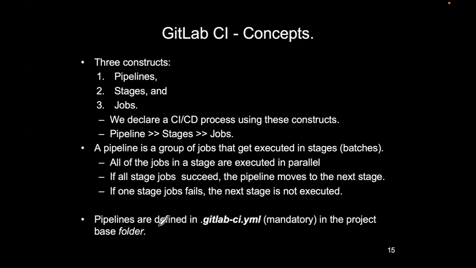How do we actually physically code up this pipeline comprised of stages and jobs? We put it into a file of type YAML, and the file has to be called exactly .gitlab-ci.yaml. That file must be located in the base folder of your project. So our focus is going to be almost exclusively on this file and what we can put into it.